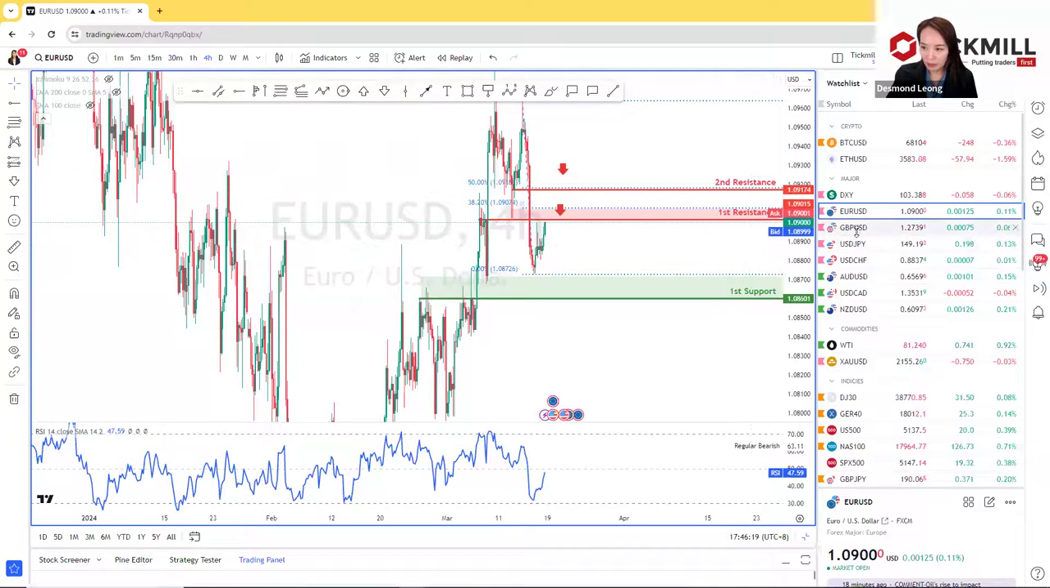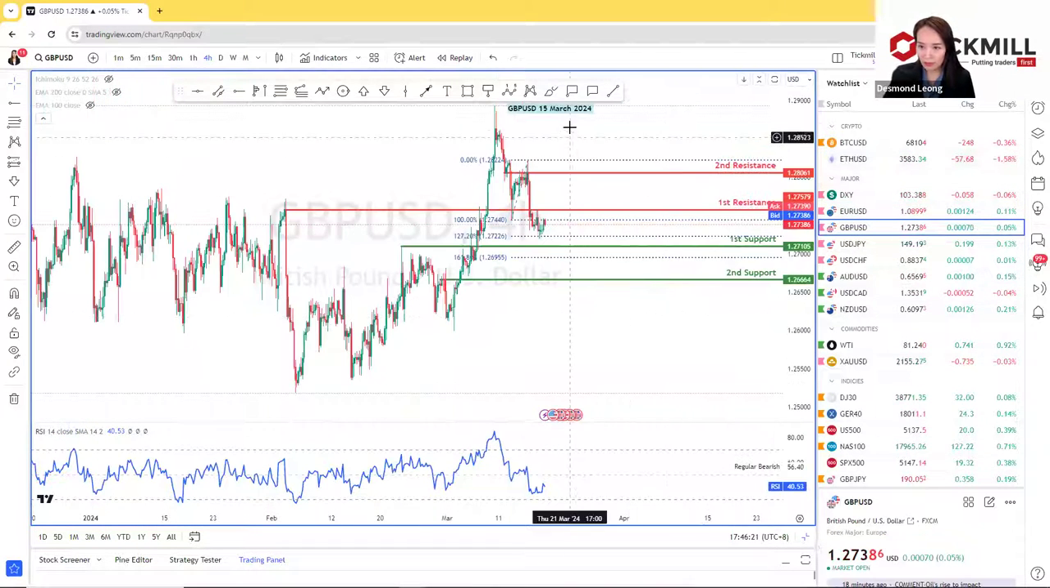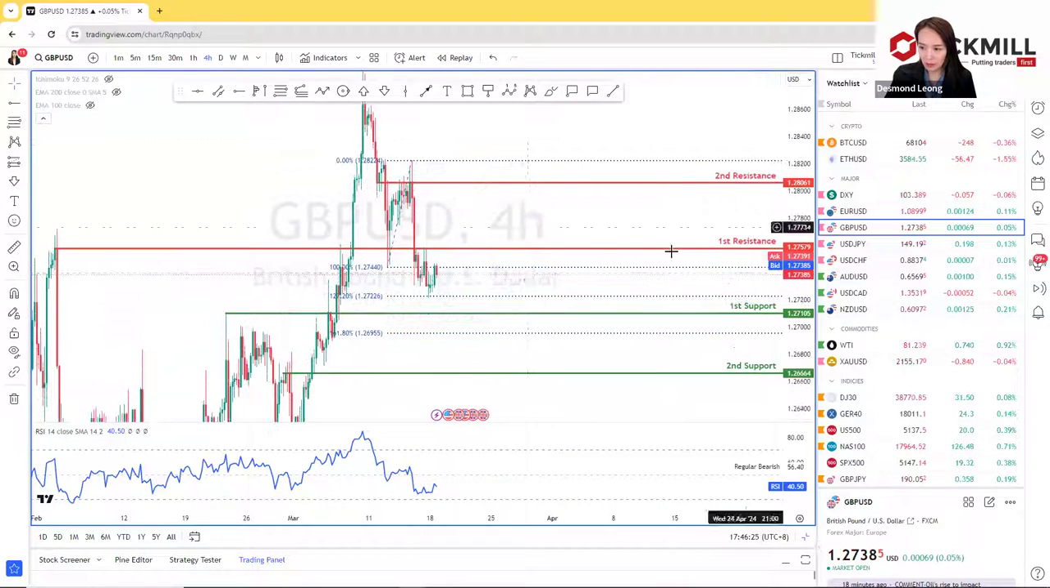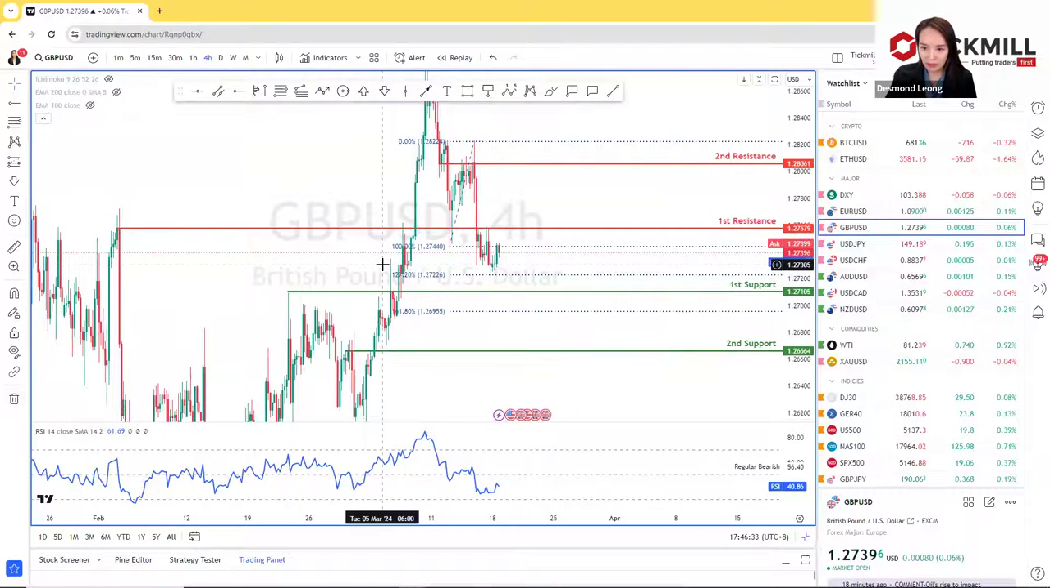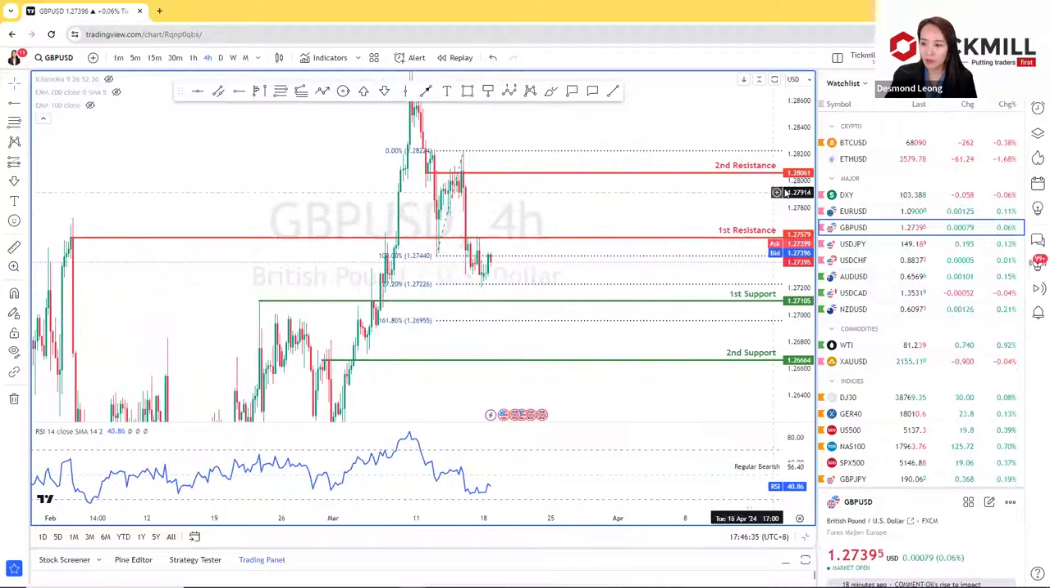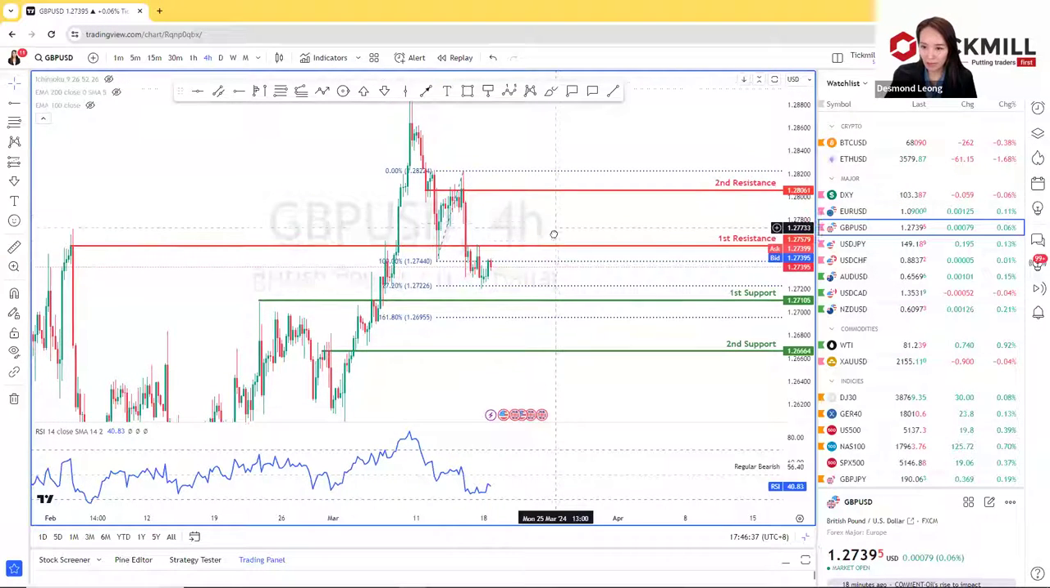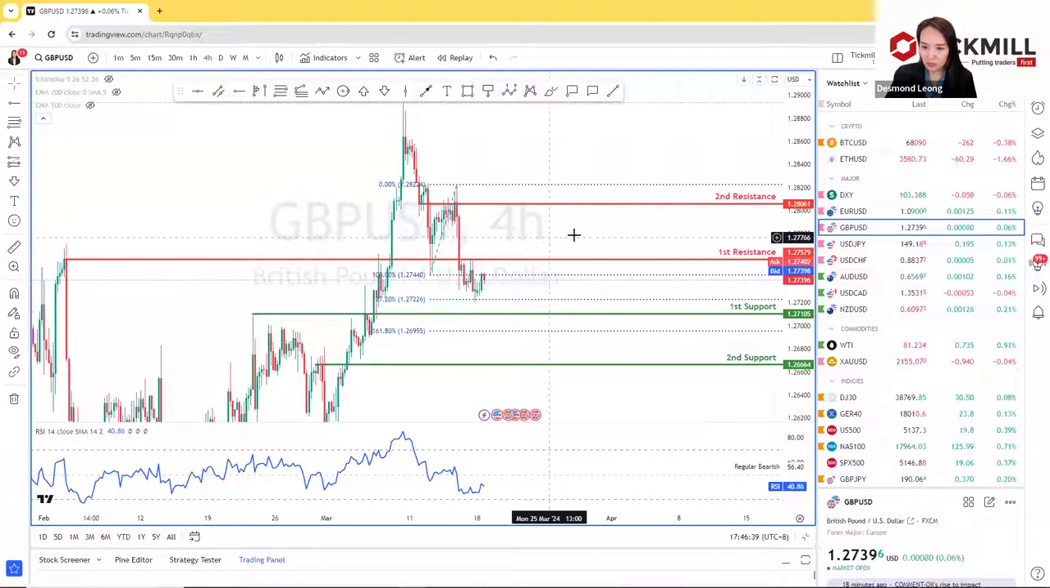Yeah, I will do that. I will just go to the major pairs right here. Let's just look at GBPUSD first. Again, this is my level from last week, still did not change.